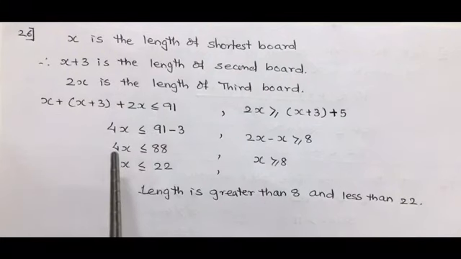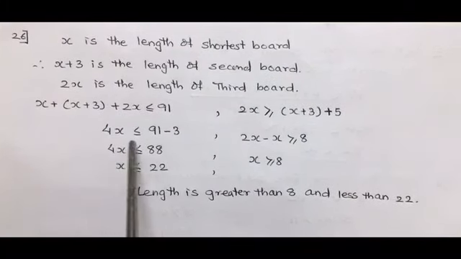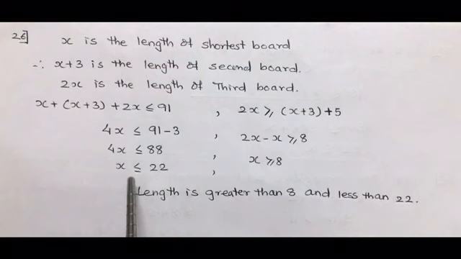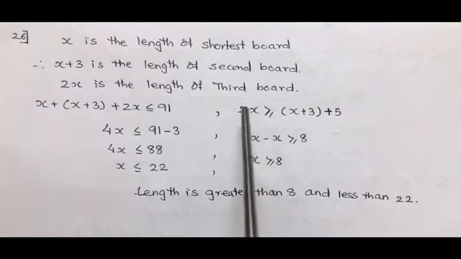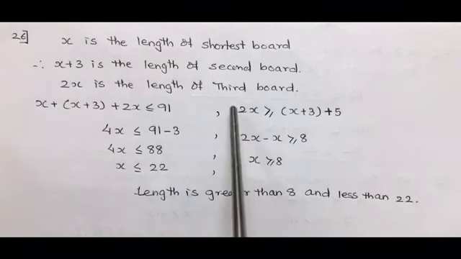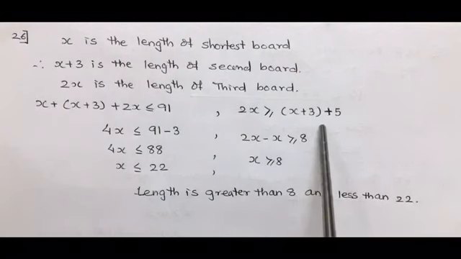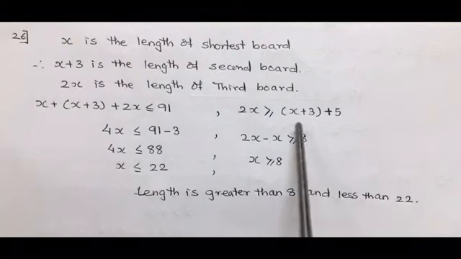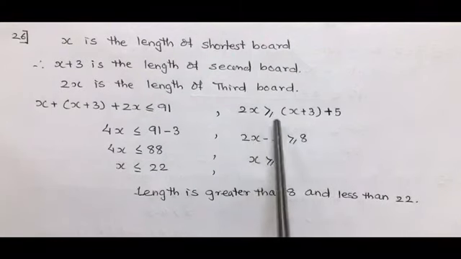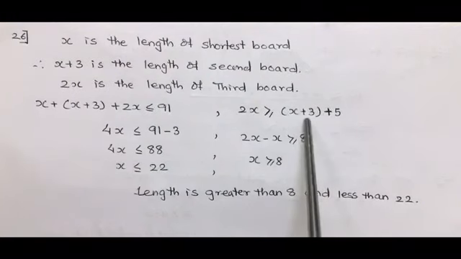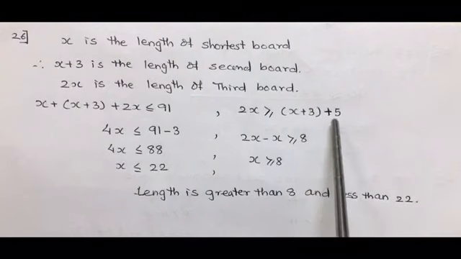Adding all, we get 4x less than or equal to 91 minus 3. Solving it, we get x is less than or equal to 22. Now the next condition given is the third piece should be at least 5 centimeter longer than the second piece. So 2x is greater than or equal to the second piece, x plus 3, plus 5.